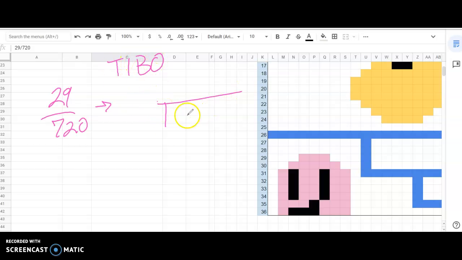Top number goes in, bottom number goes out, decimal goes here, and add a 0, and then start dividing. So 720 won't go into 290, but it will go into 2900. So add a 0, and then go ahead and keep dividing. You don't need to divide to the nearest hundredth, round to the nearest hundredth, and that should be fine. But that's one of the most common errors, so make sure that you've checked that before you turn in your final project.